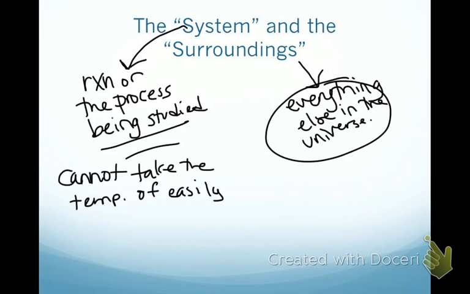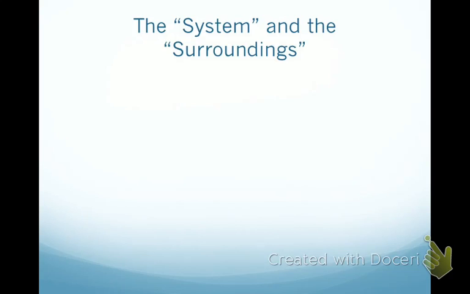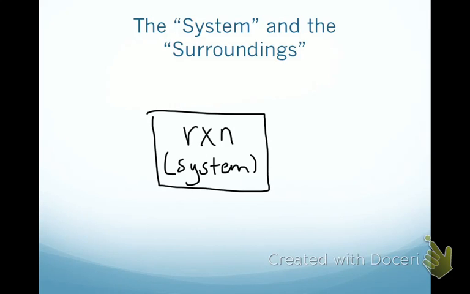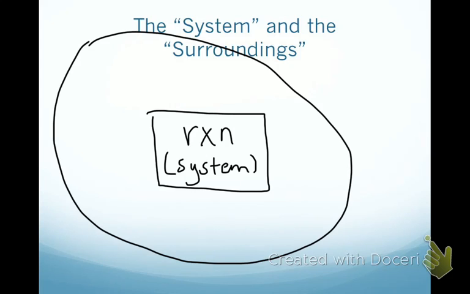So I'm going to draw another picture here. So what we can think of here is that we have our reaction, which is our system, and then we have the surroundings, which is everything else in the universe. So in an exothermic reaction, we're going to have energy flowing from the system out. Remember, it releases energy into the surroundings. So if it's exothermic, then what should happen to the temperature of the surroundings? Well, if the surroundings is gaining that energy, then the temperature should increase.